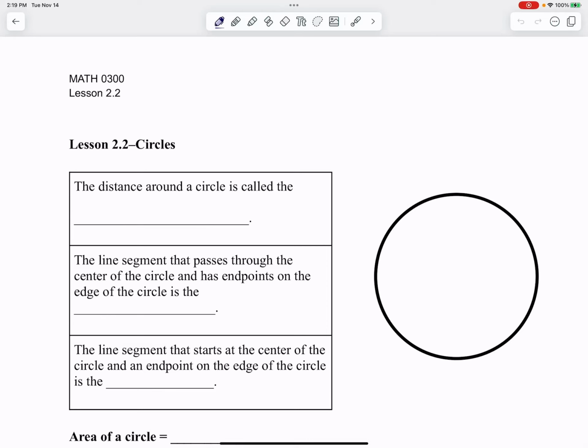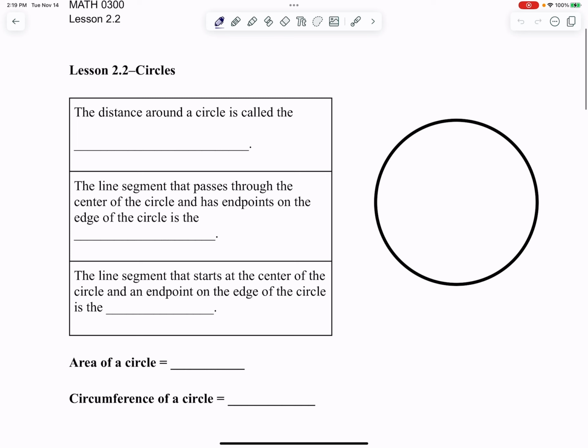Hi there. In this video, we are going to take a look at some circles. I love circles. There's a lot of really nifty stuff about them, but we are going to just scratch the surface. We're going to talk about circumference and area of a circle and how to find those. Before we can jump into finding them, though, we need to cover some vocabulary.